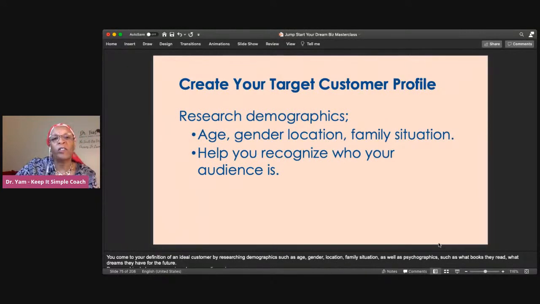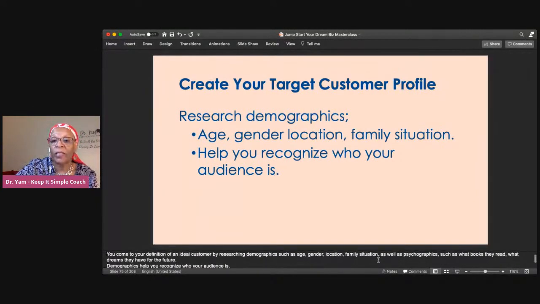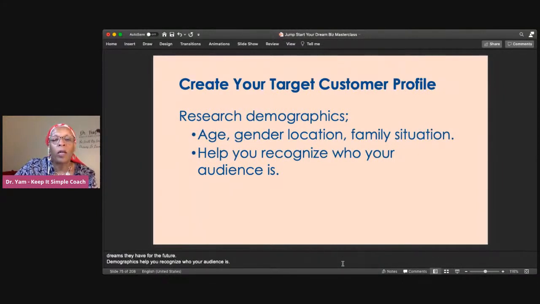So you're going to try to define that ideal customer with demographics, as well as what we sometimes call your psychographics. That's another way of putting it. The other thing to think of is their interests, books that they like to read, the dreams that they have for themselves in their future. Demographics are going to help you to recognize the audience that you're striving for. The more specific, the better.